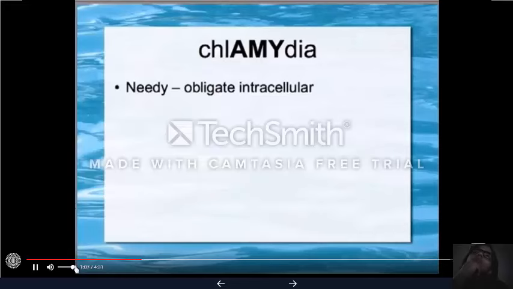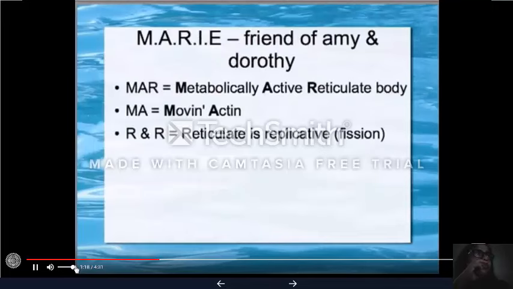Who else is another girl? Marie. Marie is another girl's name, and she belongs with Amy. She's a friend of Amy and a friend of Dorothy. MAR. That says to me metabolically active reticulate body.